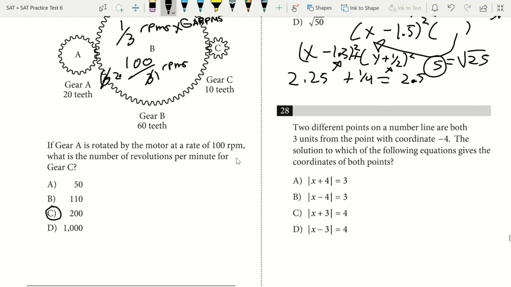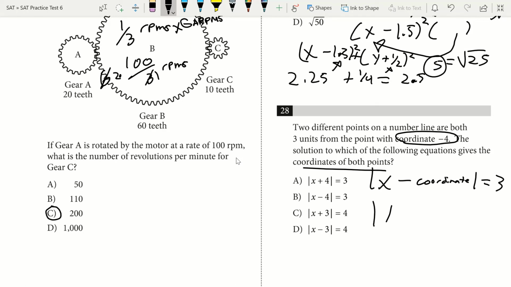All right, question 28. Two different points on a number line are both 3 units from the point with coordinate -4. The solution to which of the following equations gives the coordinates of both points? Well, the formula for this one is the absolute value of x minus our coordinate. So remember this the next time you have to take a test like this. It's the absolute value of x minus the coordinate equals our distance from that coordinate on the number line, which is 3.